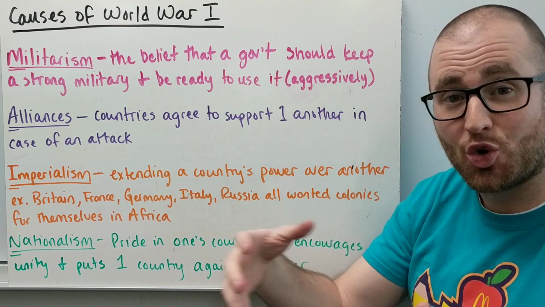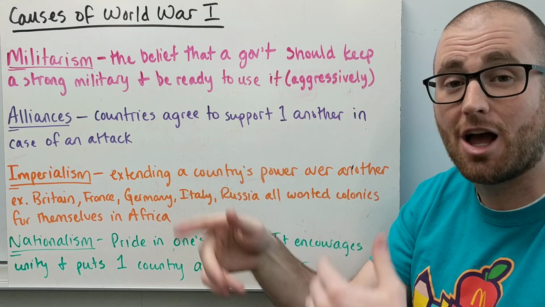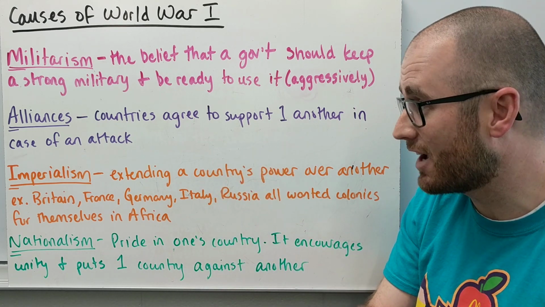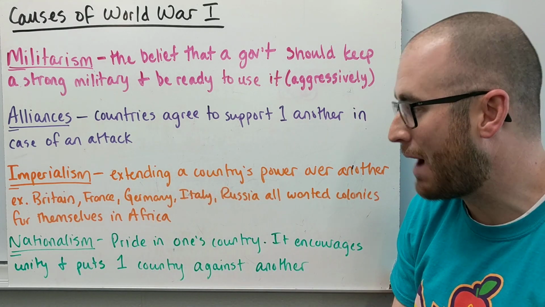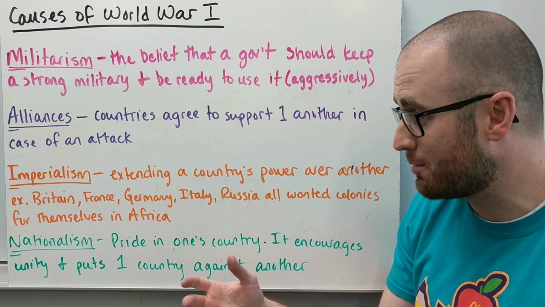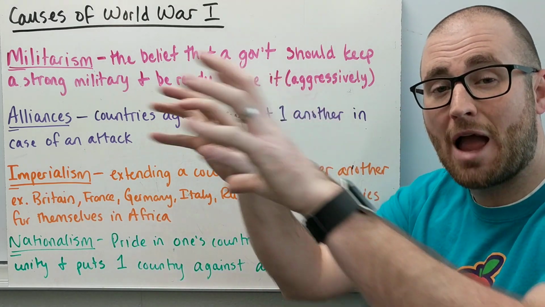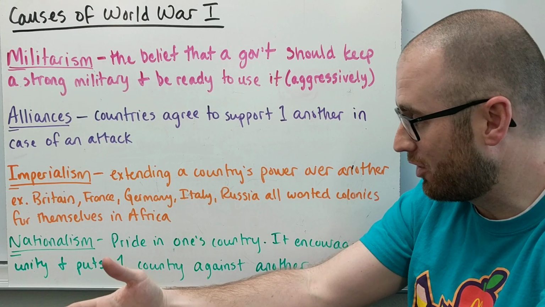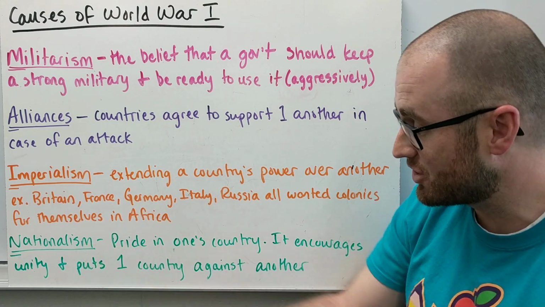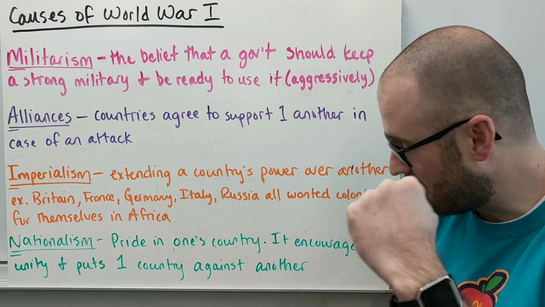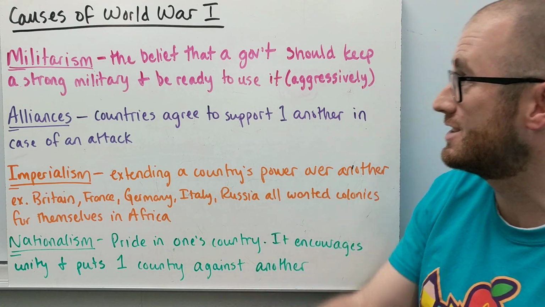Alliances: a lot of the countries agreed to help one another, starting out just as trade, but then ultimately backing each other up in case of an attack. We'll talk about that in a second. Then you have imperialism, extending a country's power over another country, which we've talked about a bunch. Britain, France, Germany, Russia all were asserting their power over African colonies. They had done that historically in parts of the New World. Nationalism is a pride in one's country, right? It encourages unity, but it also puts one country against another.